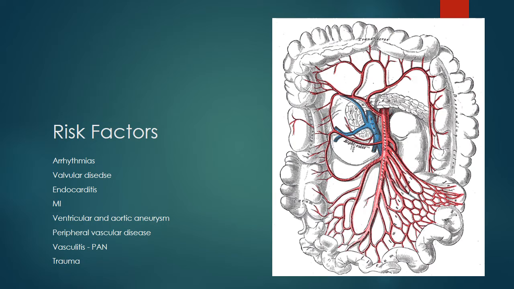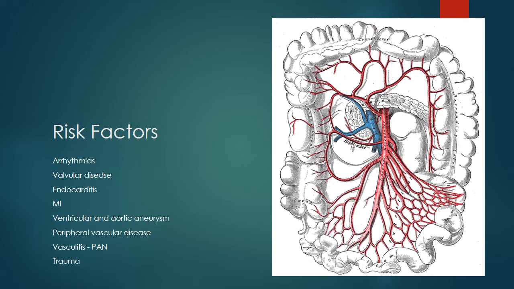Myocardial infarctions also present as a potential risk, primarily from the development of thrombus within apical regions if they're akinetic, and as well anybody who has any form of ventricular or aortic aneurysm is also at high risk for developing clots and then embolizing those clots distally into the superior mesenteric artery.